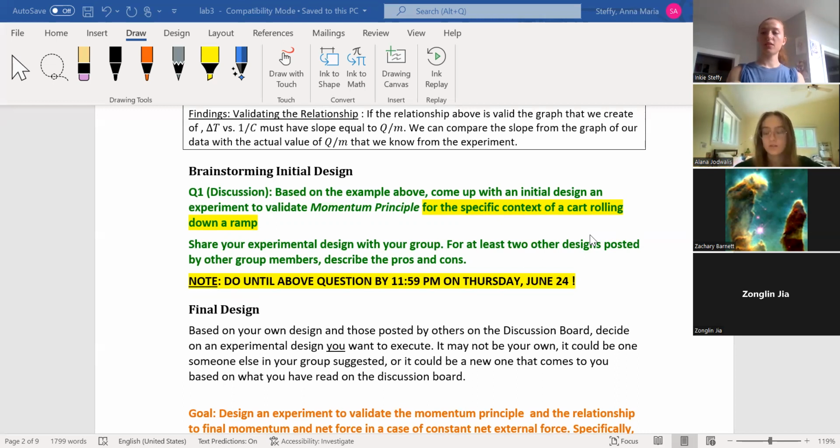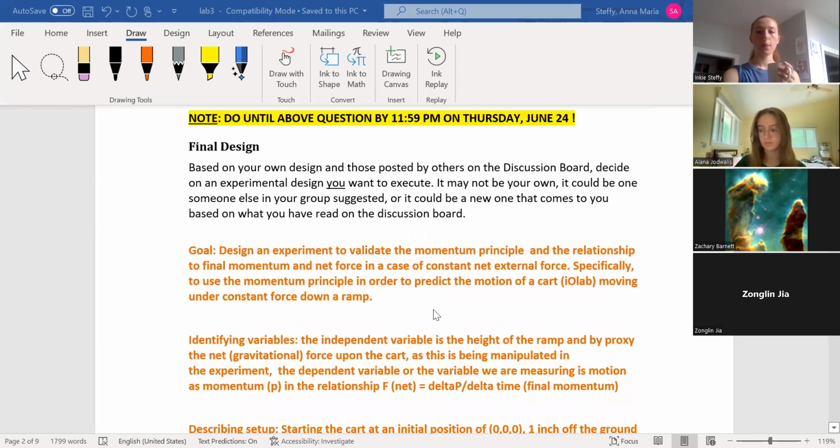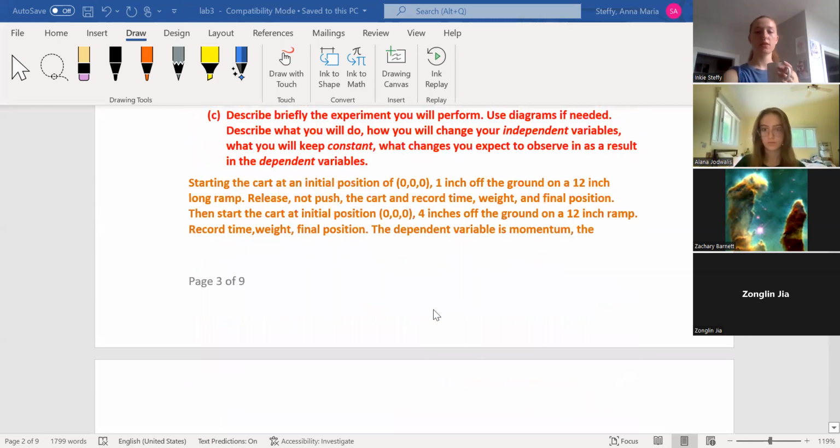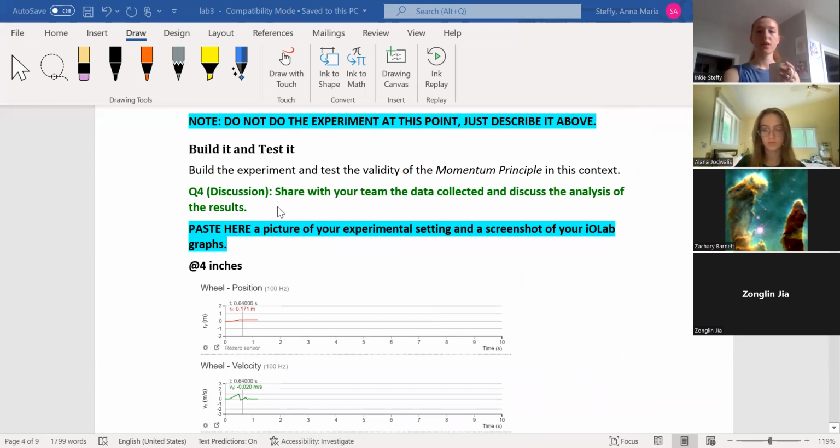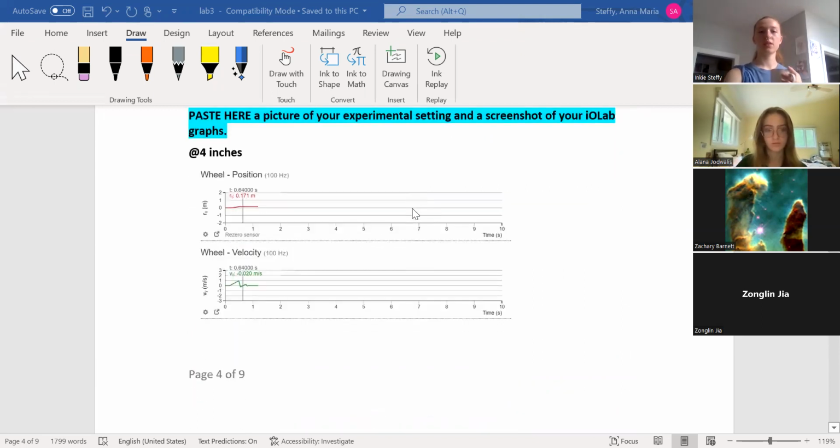Interesting. And Gia, did you do any? Yeah, I'm using gravity as the constant force, and then using the ramp to measure the velocity change, since the mass is constant as well. Okay, I see. And then for the next discussion question, share with your team the data collected and discuss the analysis of the results.